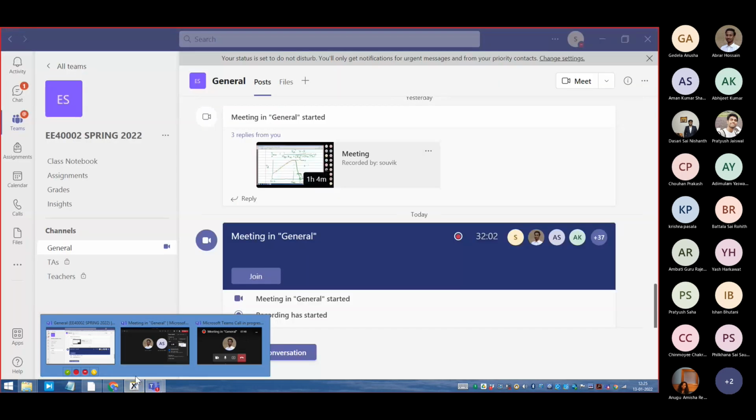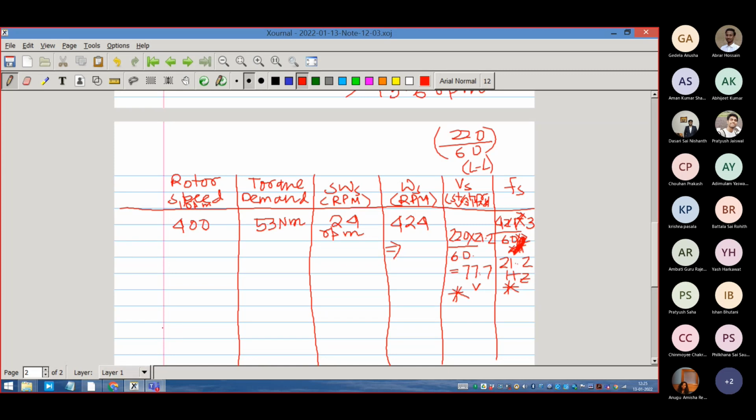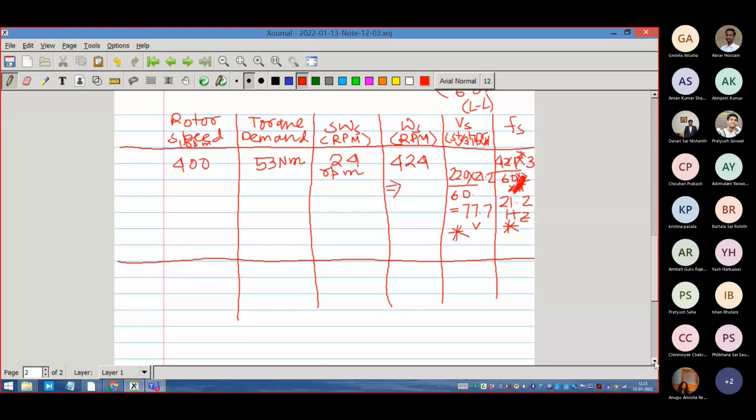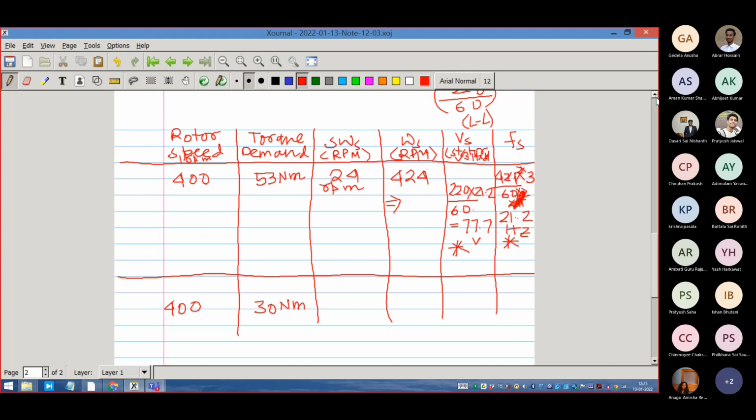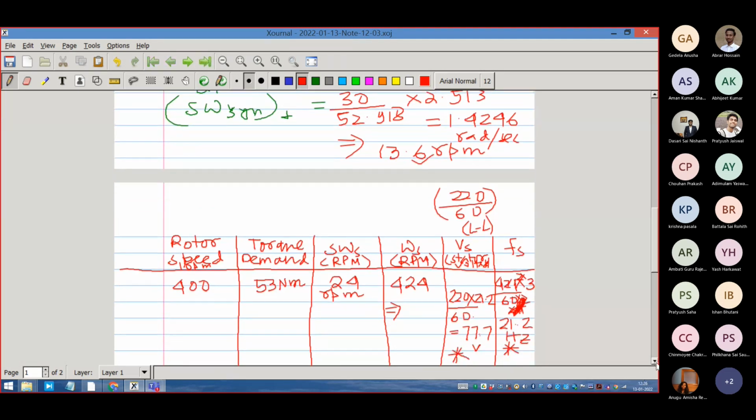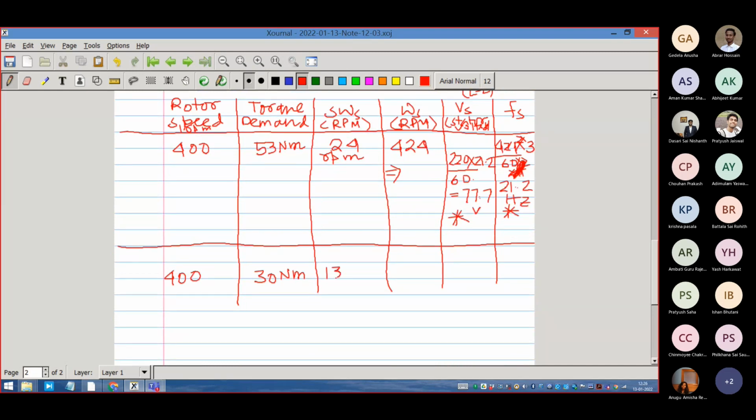Right. And just to make this point a little more clear, suppose you want to now develop 400 RPM, but 30 Newton meter torque. Then what should be done? For 30 Newton meter torque, we have calculated that it requires about 13.6 RPM extra S omega s, right? This is what is required. So 413.6 would be the omega s.